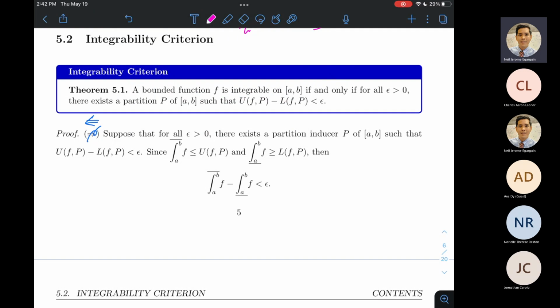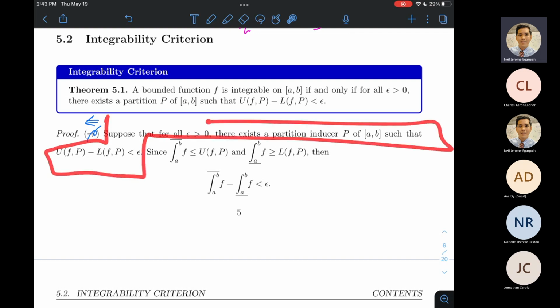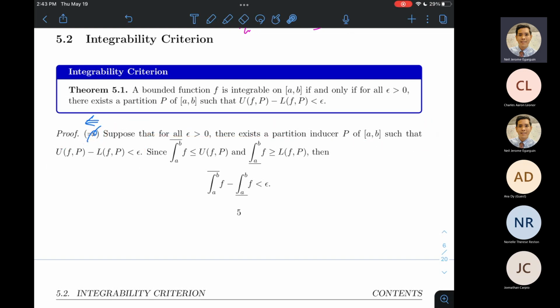So unahin natin na i-assume na sa kahit anong epsilon, nakakakita tayo ng partition or partition inducer na totoo yung epsilon inequality. And our goal is to show that f is Riemann integrable. I say mas madali ito, makikita nyo kung bakit, okay? So, ayun yung i-assume ko rito. This is our assumption for this first part of the proof.